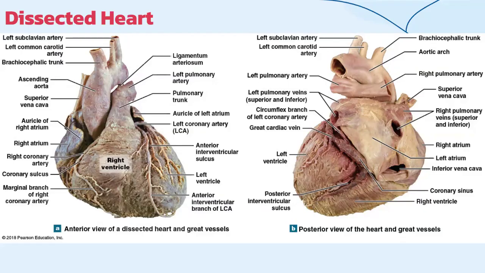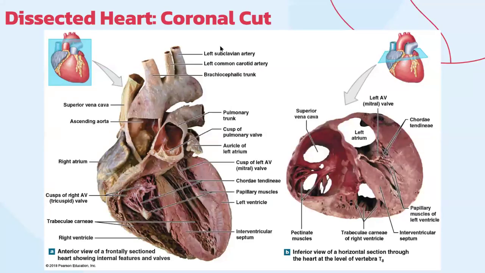All right, now we're going to look at a coronal cut of the heart, aka basically if you just take the heart and cut it down the middle. Within the heart, you can see the cusps of the right atrioventricular valve, aka your tricuspid valve. So here is going to be your tricuspid valve.